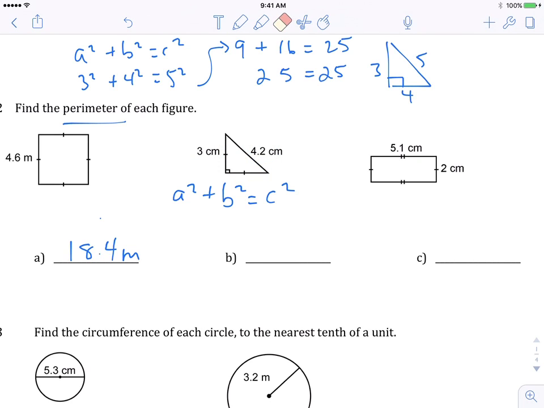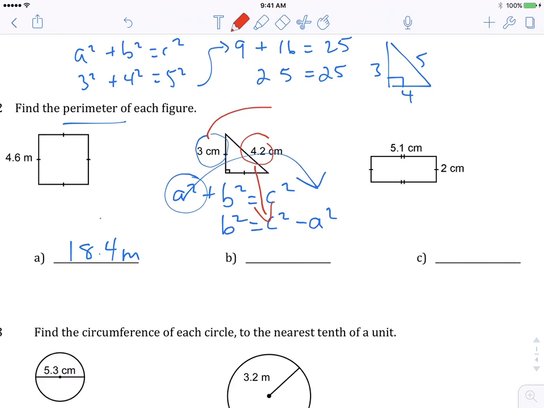We have to rearrange our formula because we have c and we have, let's call this a, and we want to find b. So we'll say b squared is equal to c squared minus a squared. So we're basically taking this guy and bringing him over. So b squared equals c squared minus a squared. What you're going to do here is sub 4.2 in for c, so 4.2 squared, and we'll plug 3 in for a, so we'll have 3 squared, which is 9.